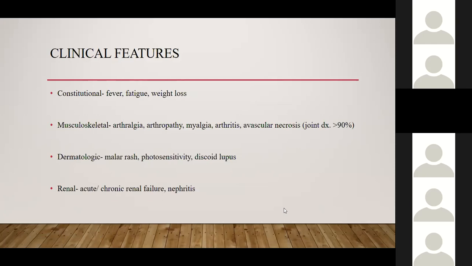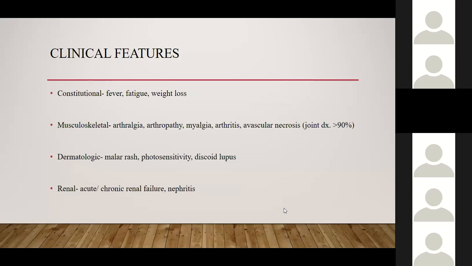When you have a woman coming to you with fever, multiple joint pains, and a rash which you are not sure of, you have to entertain SLE and make sure you rule SLE out. So these 3 things: fever, joint pains, and then a rash. But as we go on, there's an actual criteria for making a diagnosis, which we'll be seeing shortly.